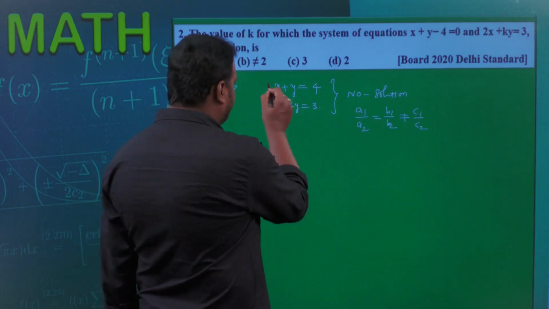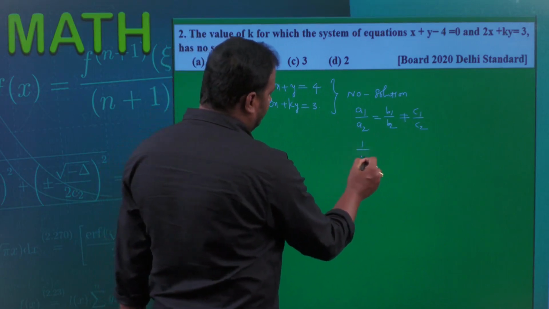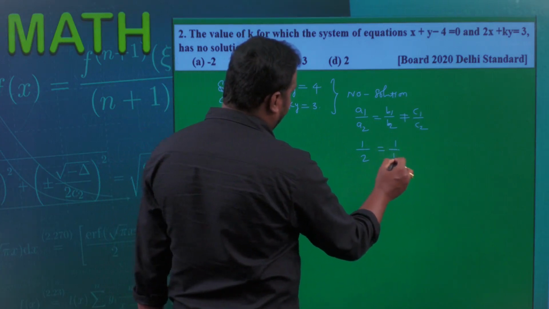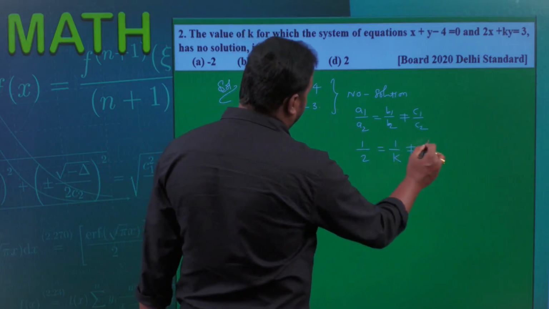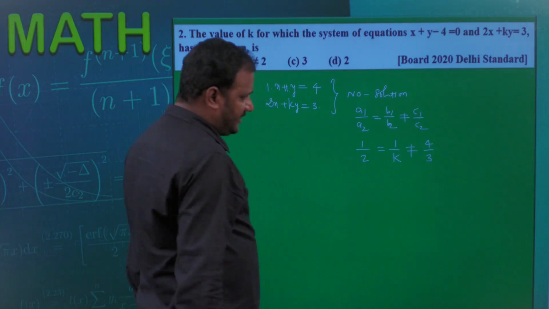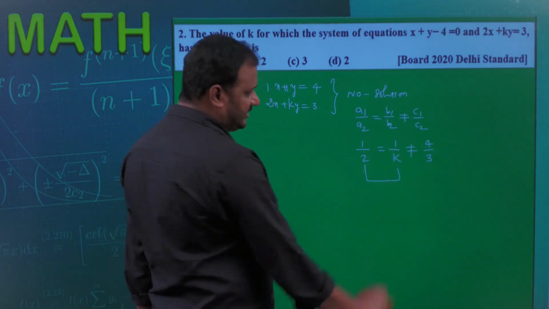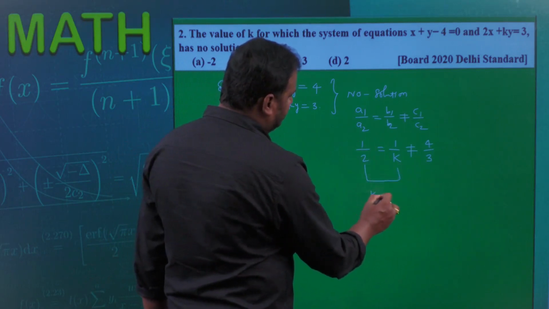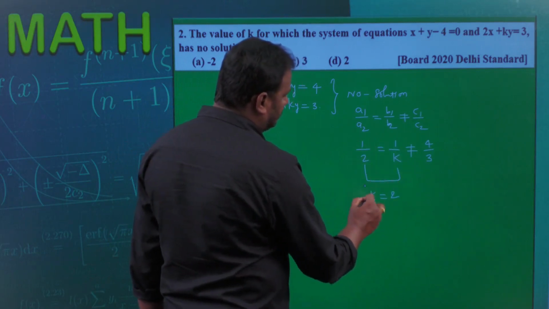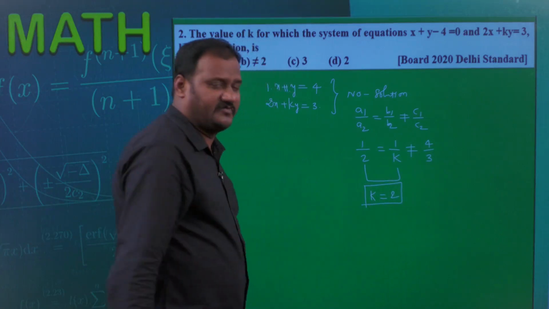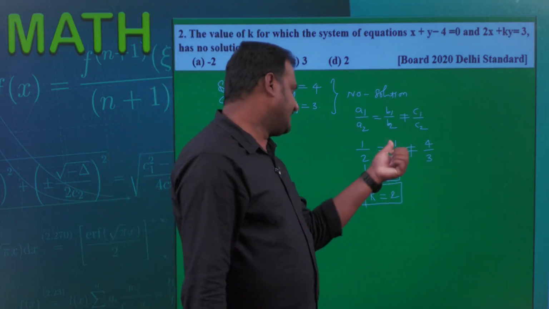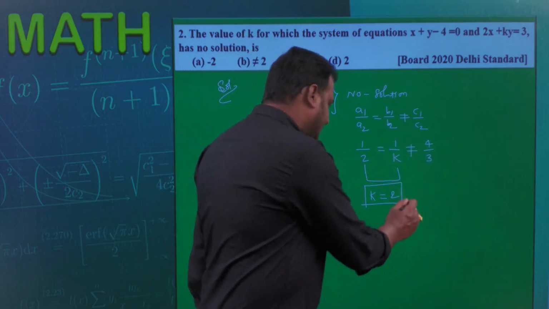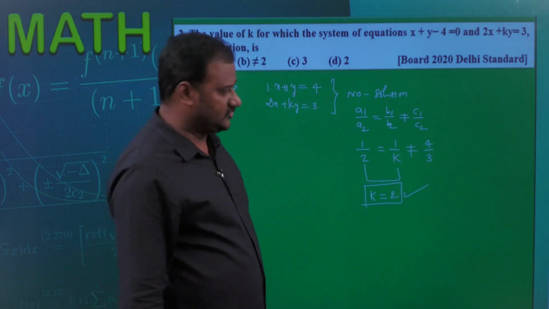Substitute them here. a1 means coefficient of x, so 1 by 2 is equal to b1 by b2, so b1 is also equal to 1 divided by k but not equal to c1 by c2, that is 4 divided by 3. Here, since these two terms are equal, we can consider them, and by cross multiplication k ones are k is equal to 2 into 1 equal to 2. So k is equal to 2 is the final answer? Yes, because here it is 1 by k, means 1 by 2 is not equal to 4 by 3. So therefore the value of k is equal to 2.